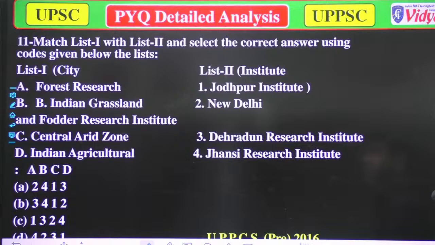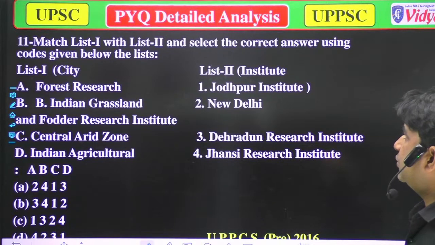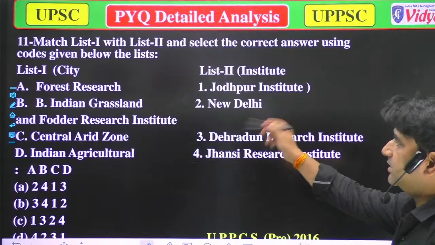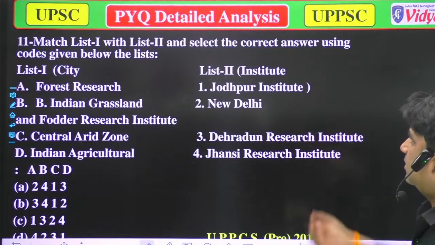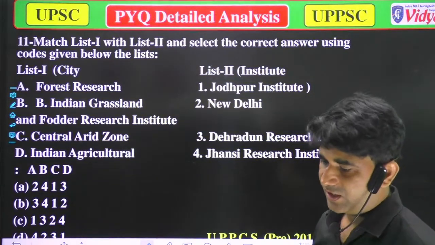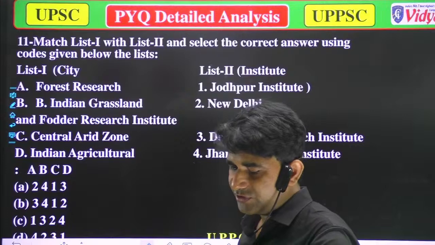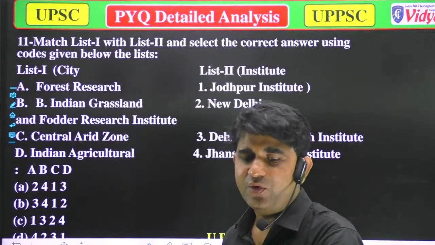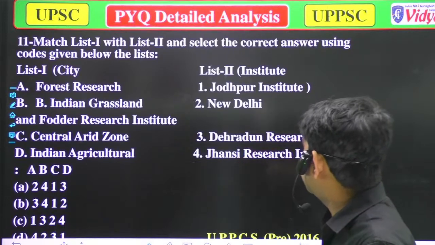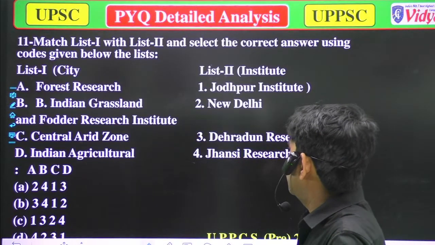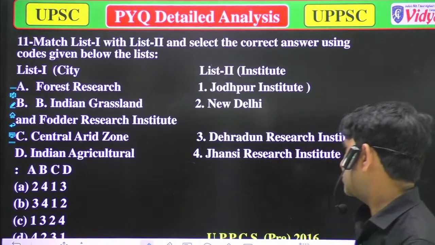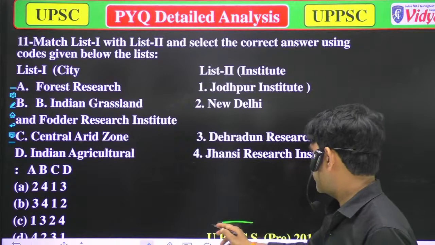Our next question is: match the following list 1 and 2 and select the correct answer using the codes given below. These are the cities and these are the research institutes. If you don't know the answer, go and match them and tell me what will be the correct option. That question was asked in UPPSC 2016.